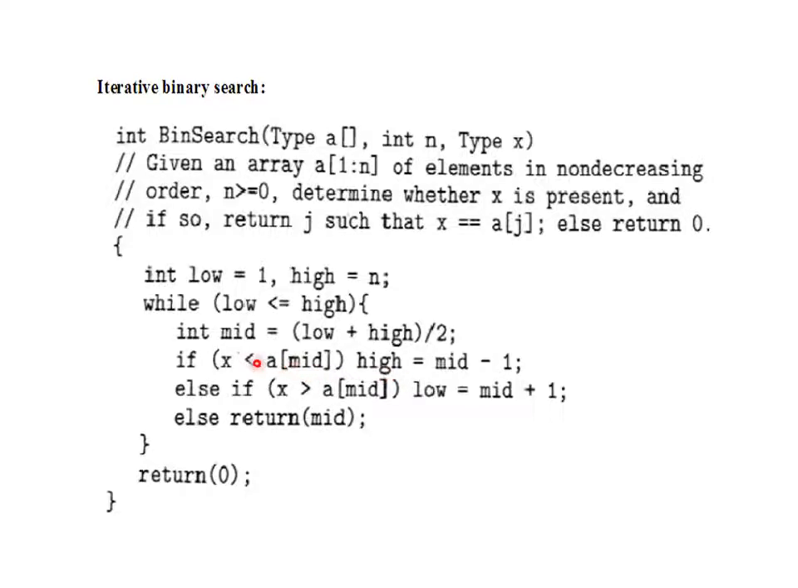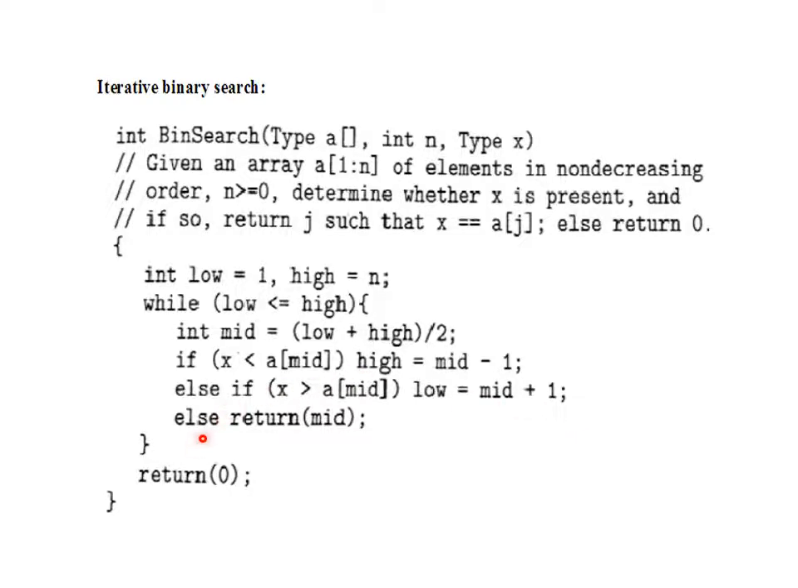Now if this is the condition, then the high value changes to mid minus 1. Otherwise, that is the third case, where x is greater than a of mid, then the low value will change, because we need to check only the upper part, so mid plus 1.